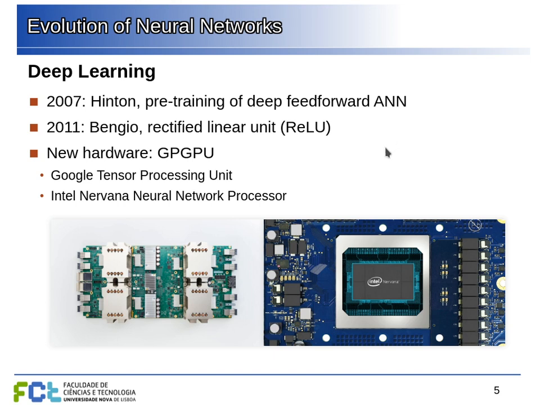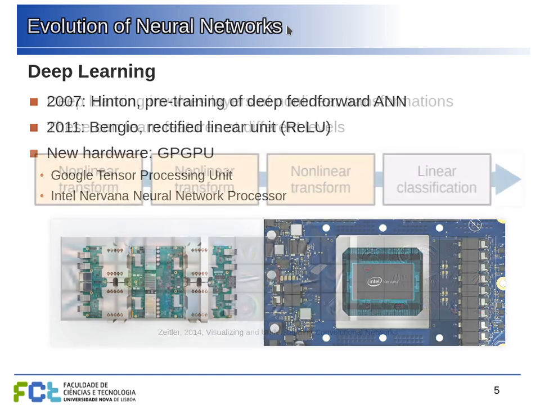Also, the increase in interest and the performance of these models led to the creation of specific hardware for training neural networks, such as the Intel Nirvana processor and the Google TPUs, which you can even use if you use Google Colab. You can use these from the cloud, from Google servers.